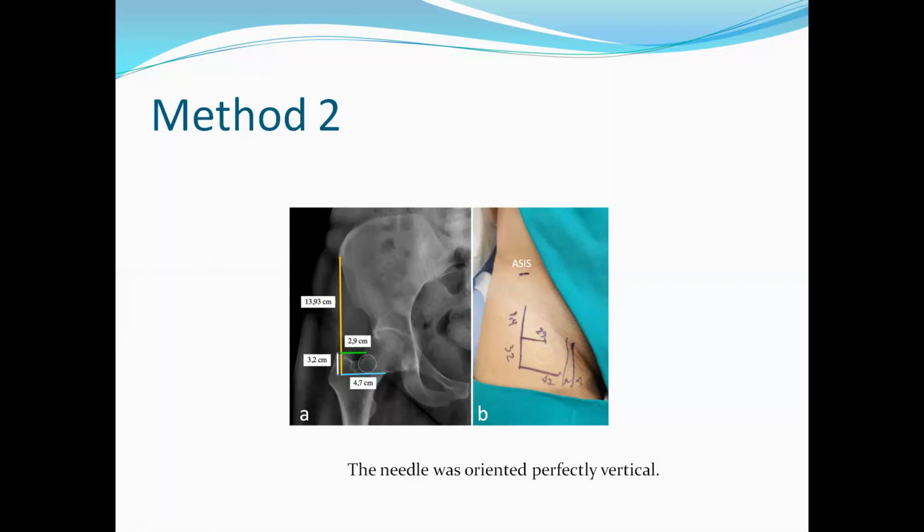Needle is directed. The needle will hit this neck and head junction over the neck area. Once you hit the bone, that means you are inside the joint. This is a second method of anatomical surface marking from an X-ray taken with 100% magnification.